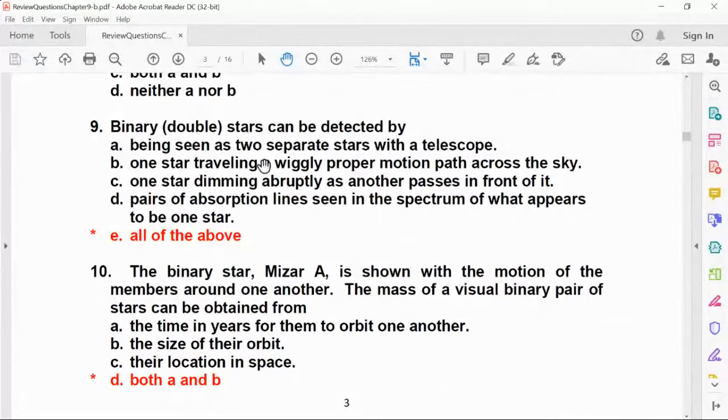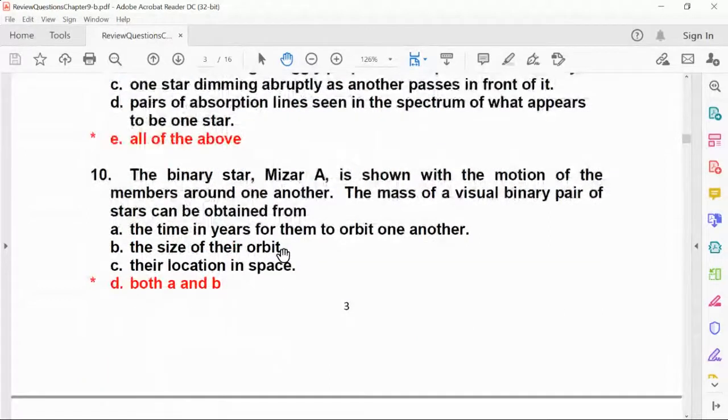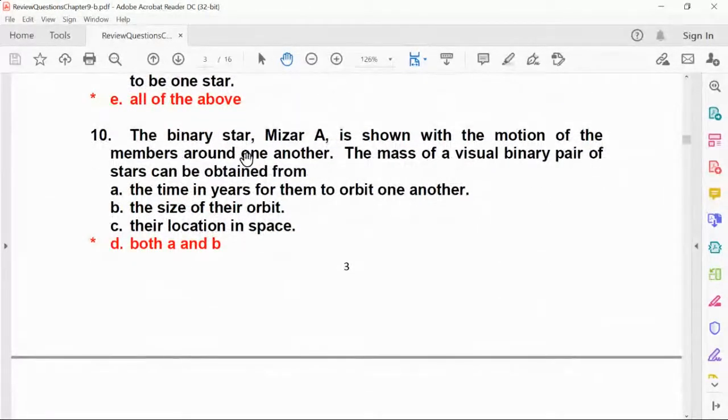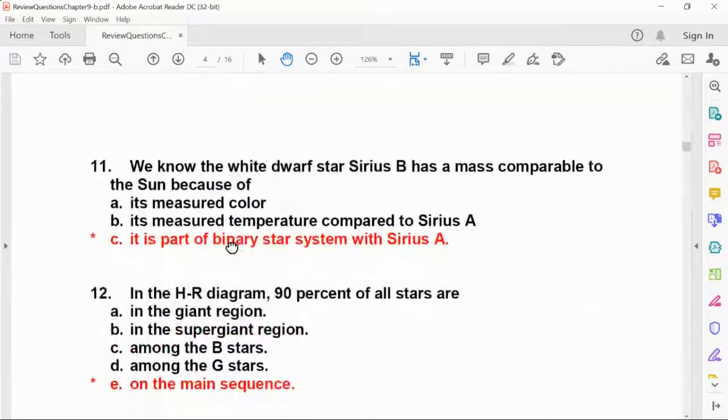Either you see them as separate, or you see one star dimming the other, or you see absorption lines appearing as one star. You know, when these absorption lines become one on top of the other and then they move away. Ten, the binary star system is shown with the motion of members around one another. The mass of the visual binary pair of stars can be obtained from the time and the size of the orbit. So that's how we can determine the mass.